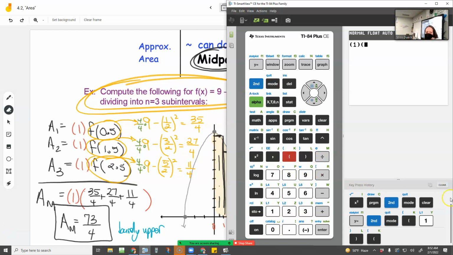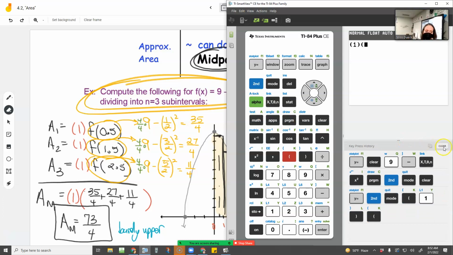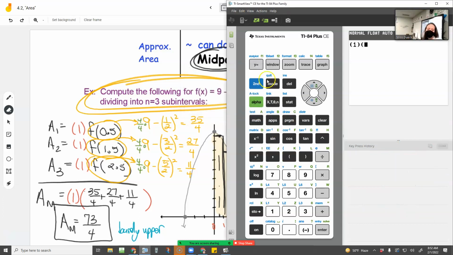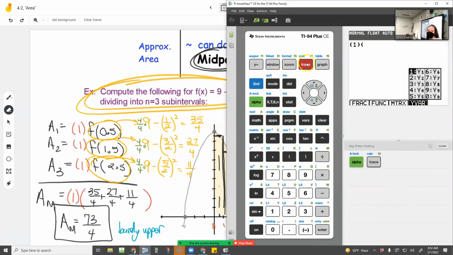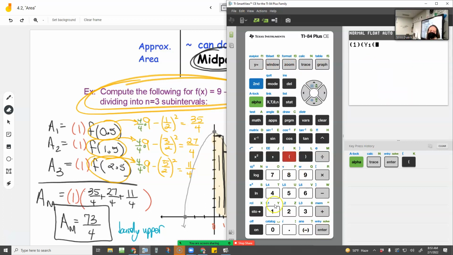Isn't this cool? Watch my buttons. Don't push my buttons, but watch my buttons. Ready? Alpha trace. Or go alpha F1 and go over to F4. Why is this guy super cool? Because he says, I know function notation.